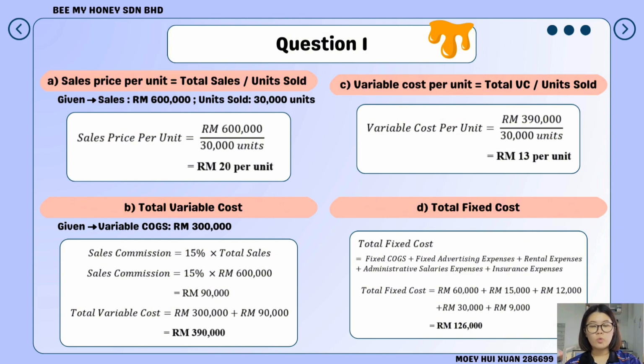The third calculation is variable cost per unit. The formula is taking the total variable cost I calculated just now, divided by the units sold, and the variable cost per unit is equal to 13 ringgit. The fourth is to calculate the total fixed cost. The total fixed cost is equal to 126,000 ringgit, including the fixed cost of goods sold, fixed advertising expenses, rental expenses, administrative salary expenses, and the insurance expenses as well.